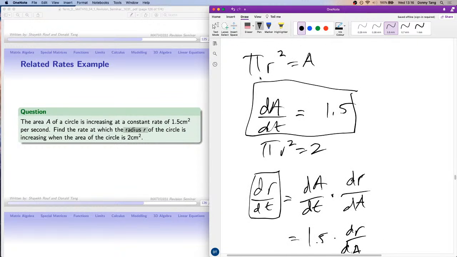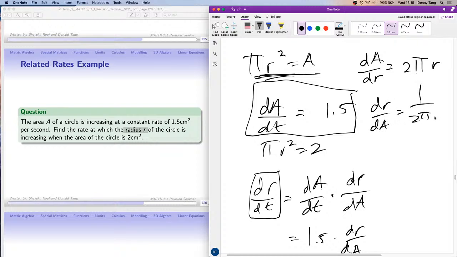Over here, we can work out what dA on dr is by differentiating. So it's going to be, what is that? That's 2 pi r, like so. And then we just reciprocate it. It's going to be 1 on 2 pi r, like so.